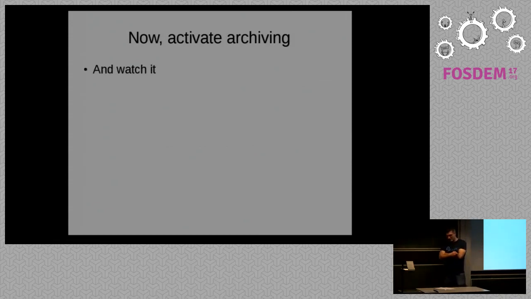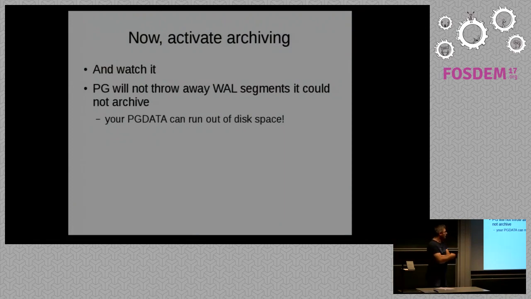Now go and activate your archiving, like activate your barman cron job, whatever. Remove the exit zero and watch it. Make sure that you really write your WAL segments to the archive. pg_switch_xlog is a function that you can call, and it will start a new WAL segment and archive the old one, so you can check if it works.